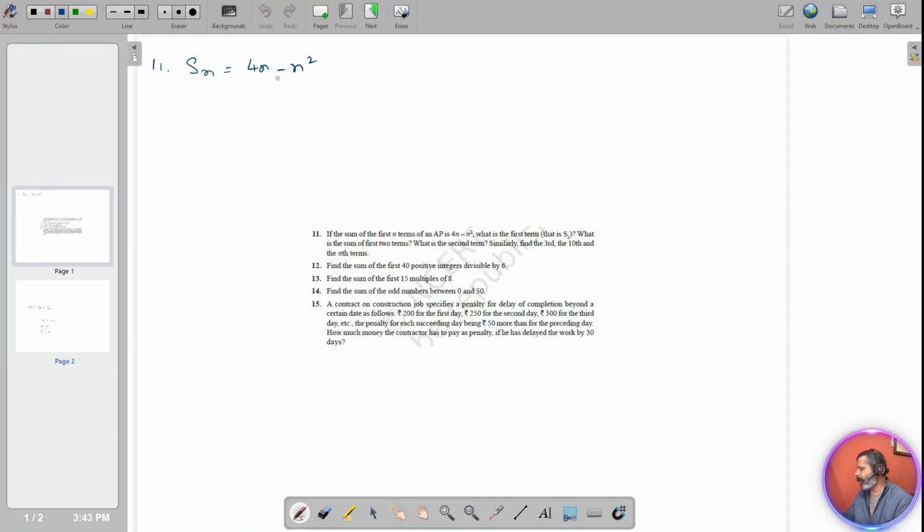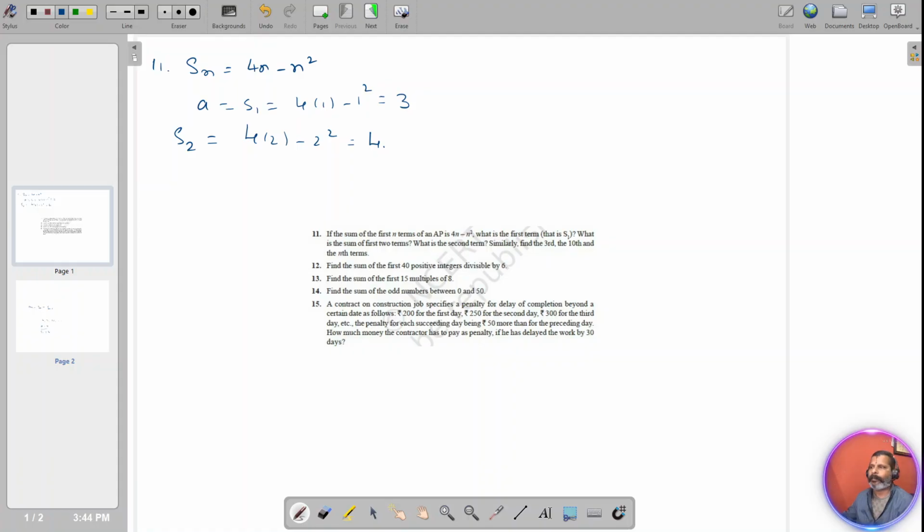So similarly, since they asked the first term, S1 is 4 of 1 minus 1 square, that is 4 minus 1, 3. First term we got as 3. Sum of first two terms they want. Sum of first two terms means in the Sn, if you just substitute 1, 2, 3, that is nothing but the sum of those number of terms. So S2 is equal to 4 of 2 minus 2 square, 8 minus 4 is 4 only, right? Sum of first two terms.